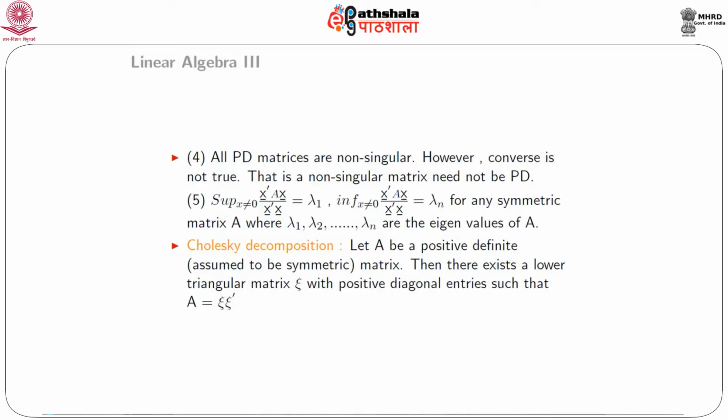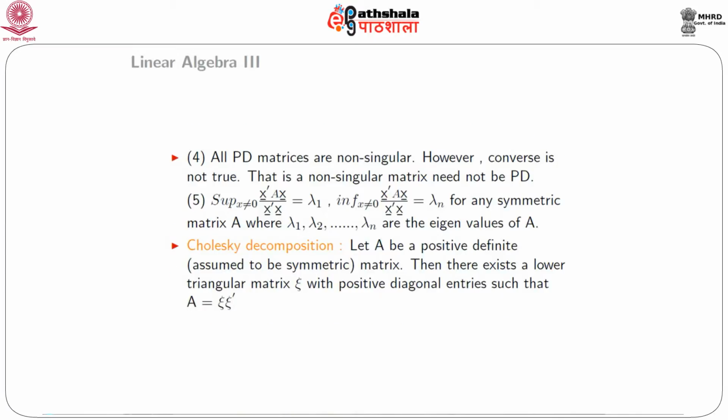Cholesky decomposition. Let A be a positive definite, assumed to be symmetric, matrix. Then there exists a lower triangular matrix Xi with positive diagonal entries such that A equals Xi Xi transpose.